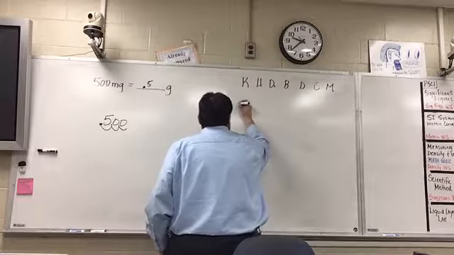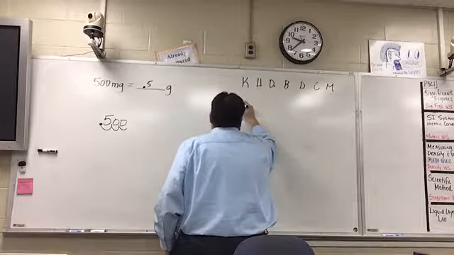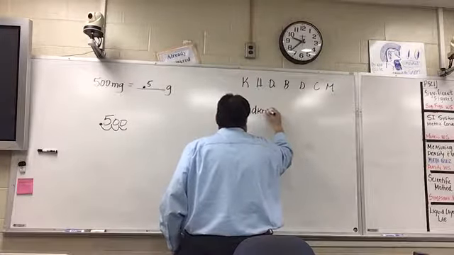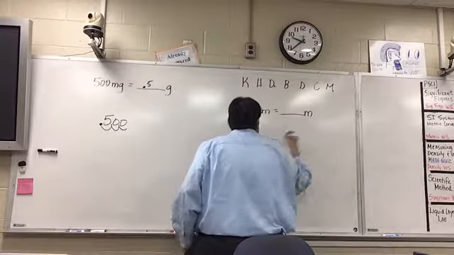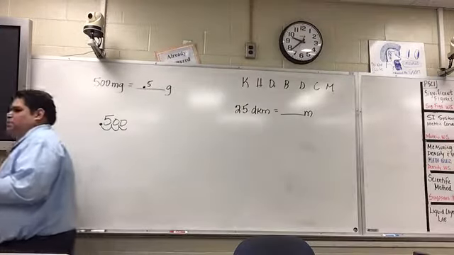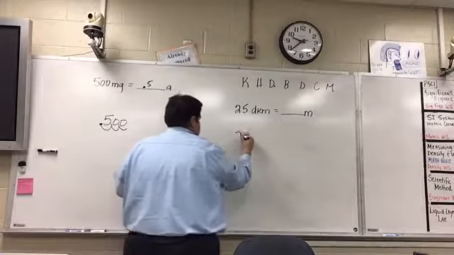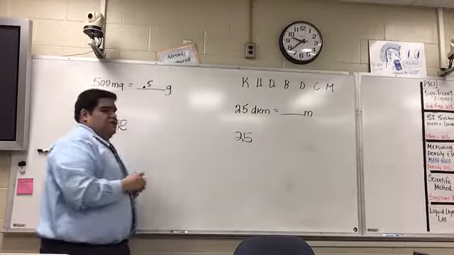So, let's do one more. Let's go 25. Okay? That's the problem we're going to work right here. So again, first of all, what's my number? All right, so 25 is my number. All right. Where's my decimal?